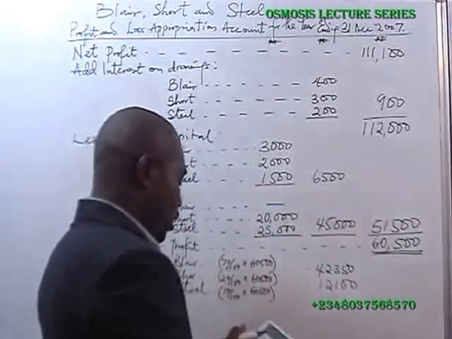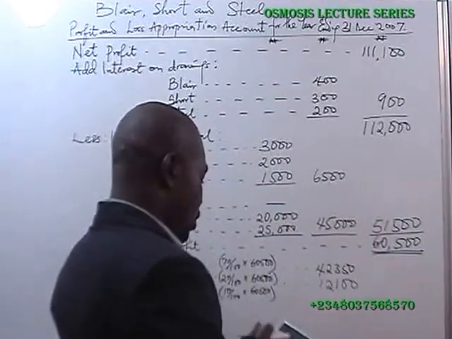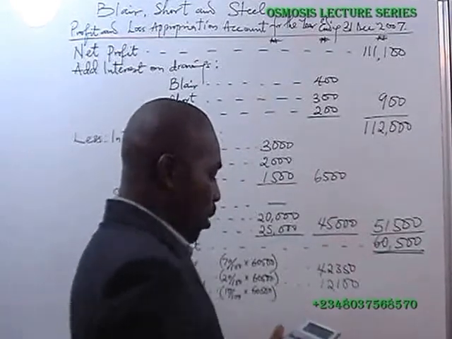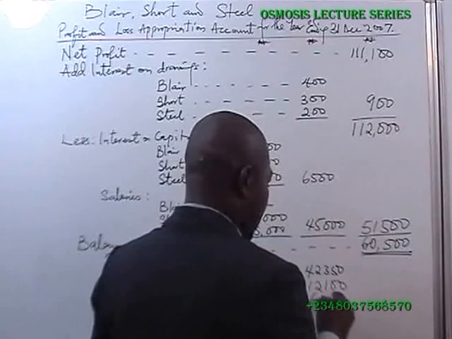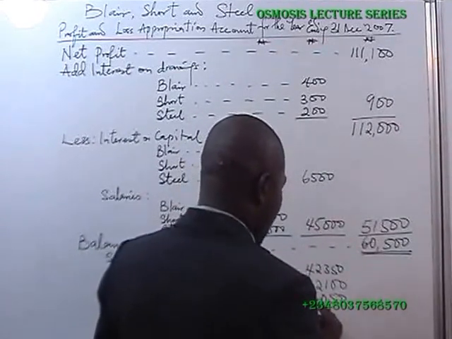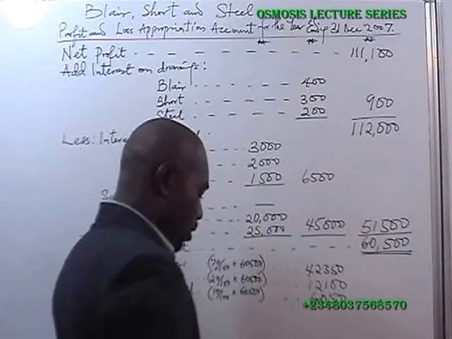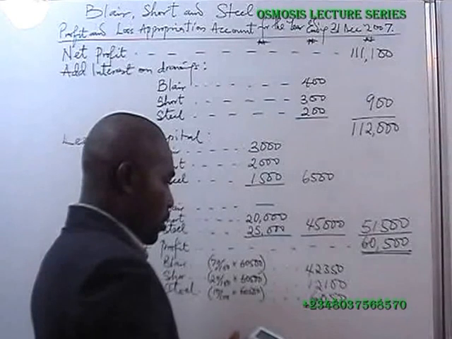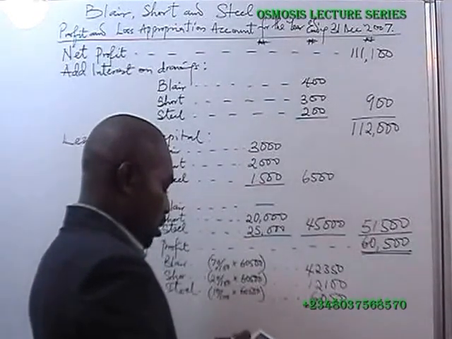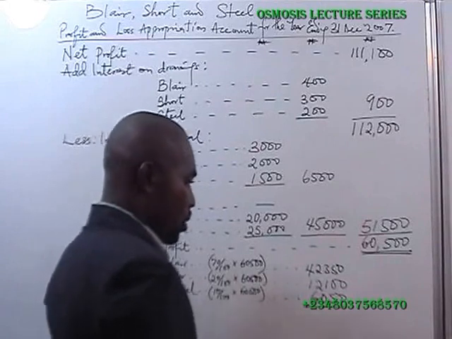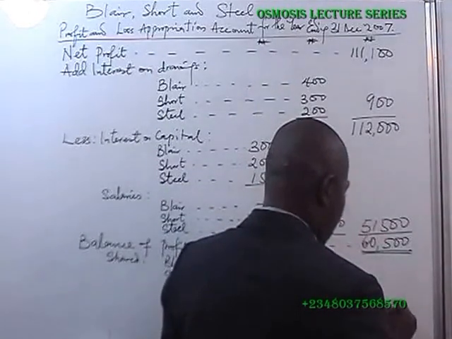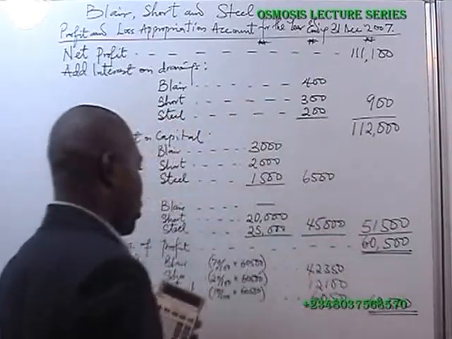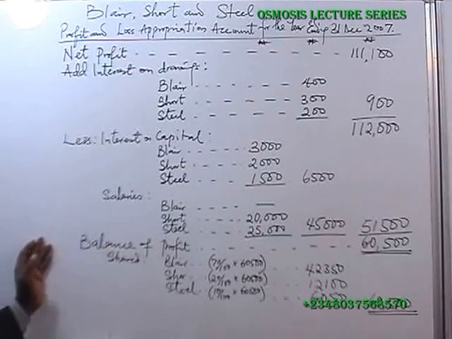So here we'll have 10 divided by 100 times 60,500. We are going to have 6,050 naira. If we add all of them together, they are going to give us 6,050 naira plus 12,100 plus 42,350, which is 60,500. So from here, you can see the balance of profit shared by the partners.